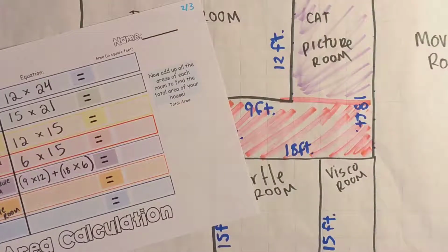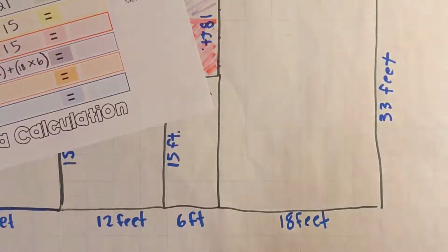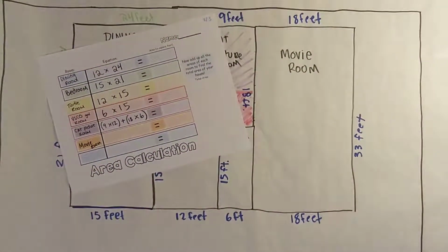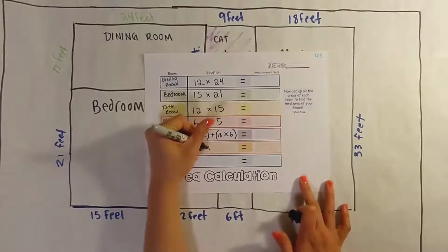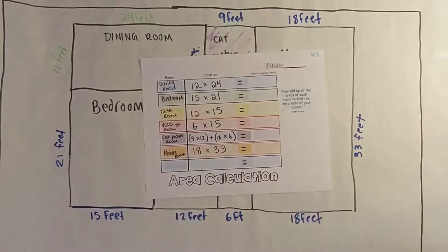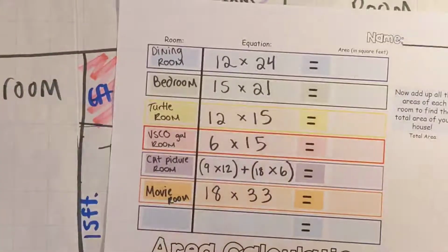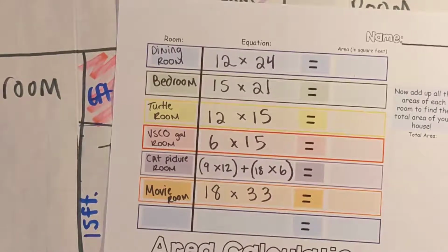All right, last but not least, my theater room is the biggest room in the house. And what would we use for our equation? What times what? That's right, we would do 18 times 33. So this is what this page should look like, where you've written in each room and you've written an equation. Then you can start solving. So take your time, use a pencil, because it is very common to make mistakes or get them incorrect, and that's okay, but you need to make sure that you're using a pencil so that it's easy to correct.